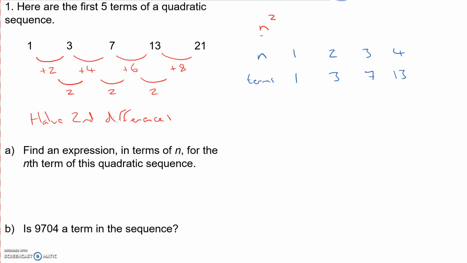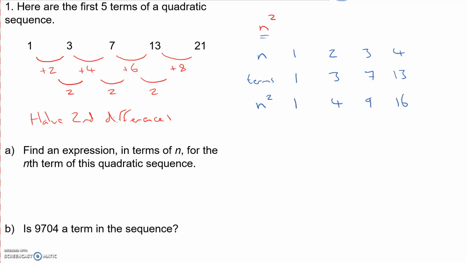Okay, and we already know that the first bit of our nth term rule is n squared. So what would n squared give us? Well, when n is 1, n squared is 1 times 1, that's just 1. When n is 2, n squared is 2 times 2, that's 4. When n is 3, 3 squared is 9. When n is 4, we get 16.